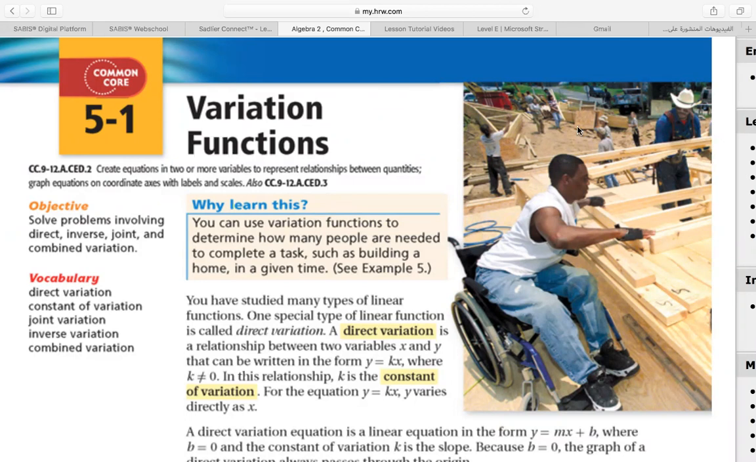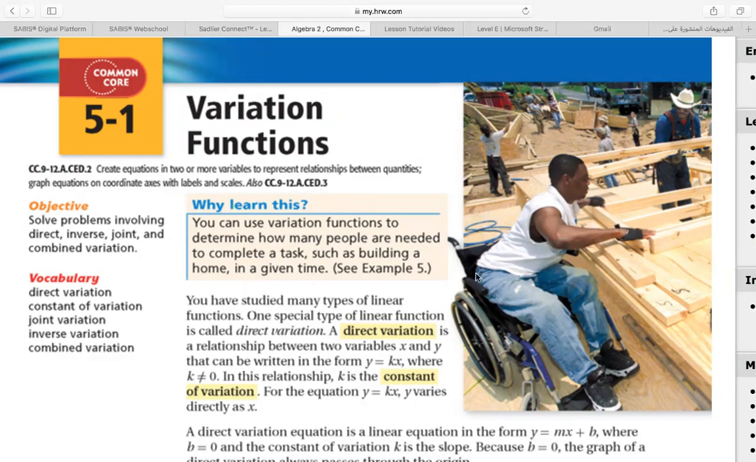One special type of linear function is called direct variation. A direct variation is a relationship between two variables, x and y, that can be written in the form y equals kx, where k is not equal to 0. In this relationship, k is the constant of variation. For the equation y equals kx, y varies directly as x.